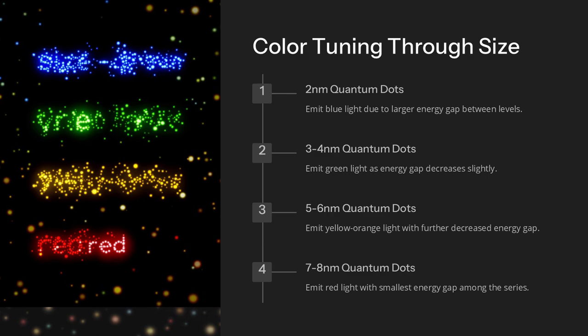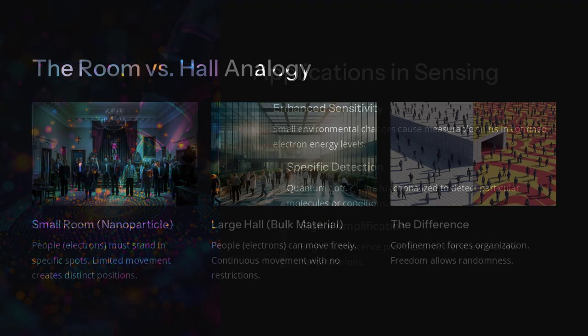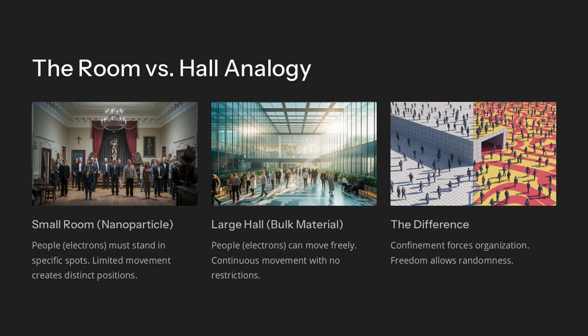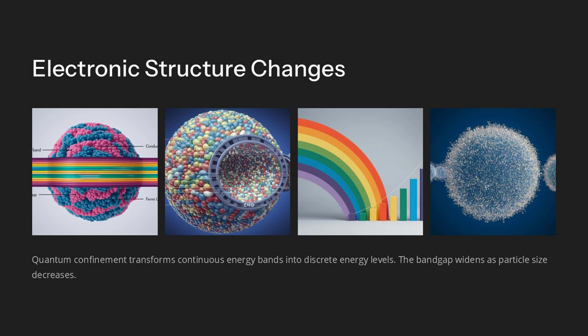When particles are reduced to sizes comparable to the electron's natural wavelength, the exciton-Bohr radius, the electrons can no longer move freely. Instead, they are squeezed into a very small space, which forces them into specific, quantized energy states.